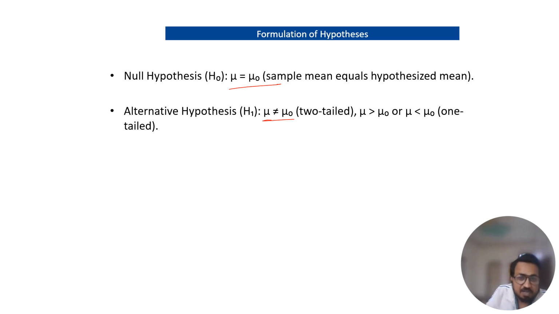So what do we have to do? First we formalize the hypotheses. We choose the null hypothesis, then we choose the alternative hypothesis, and based on this we can determine whether it is a two tail test or a one tail test. We have already discussed these things in the previous video.